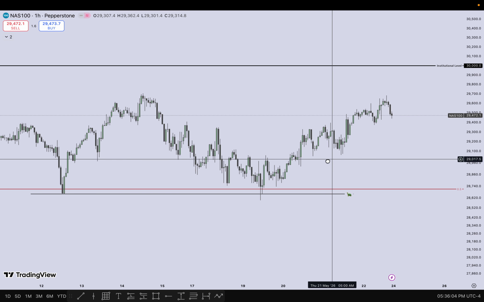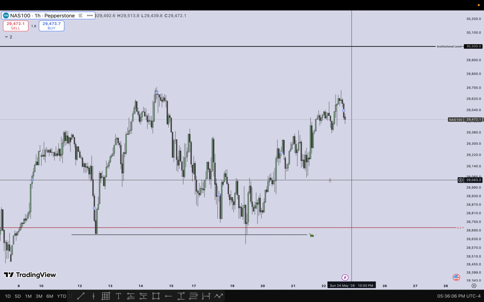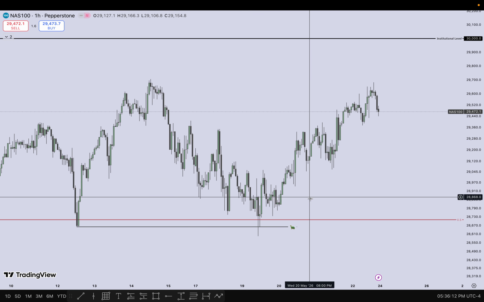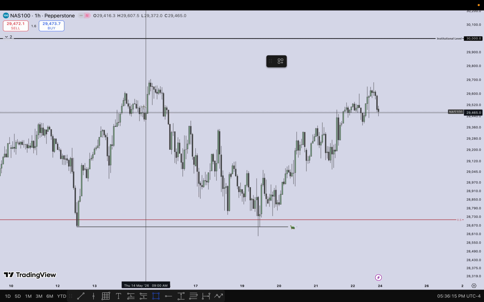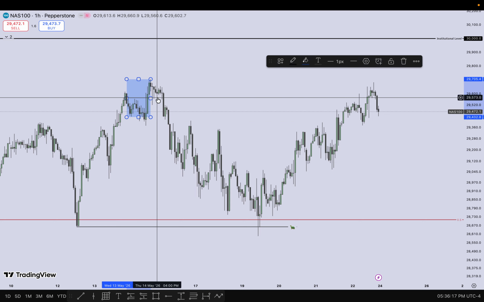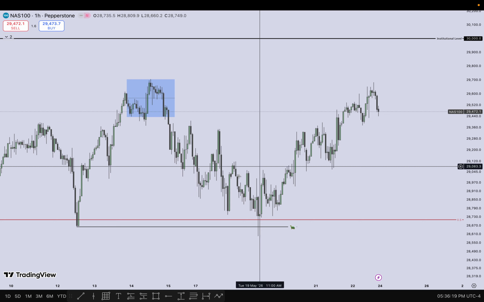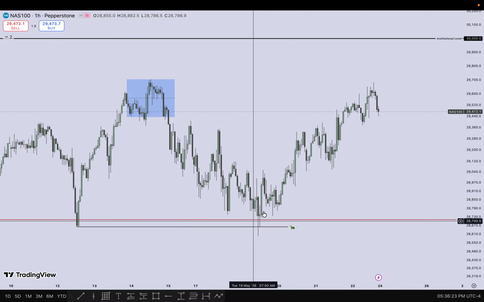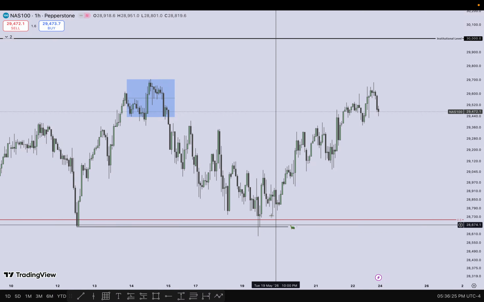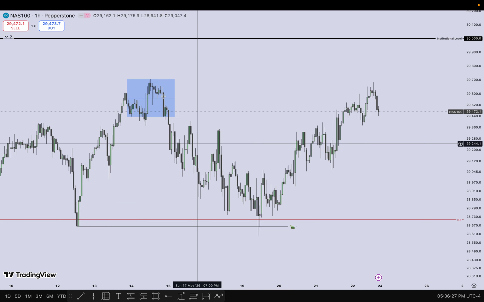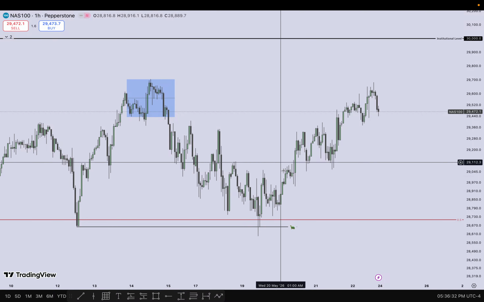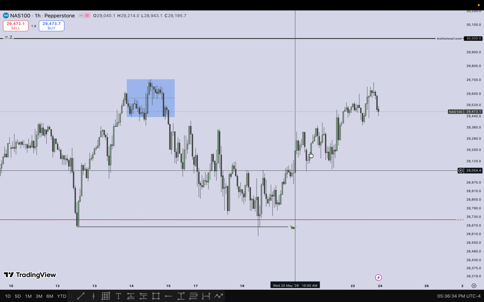So what you can see here, the price has taken the sell side, and what is this? Let me show you. This is the original consolidation. This is a market maker buy model. This is a market maker sell model. The price has taken the sell side, and what is happening right here, we have a smart money reversal, we have an original consolidation. The price is pushing to take this high. This is a market maker buy model.